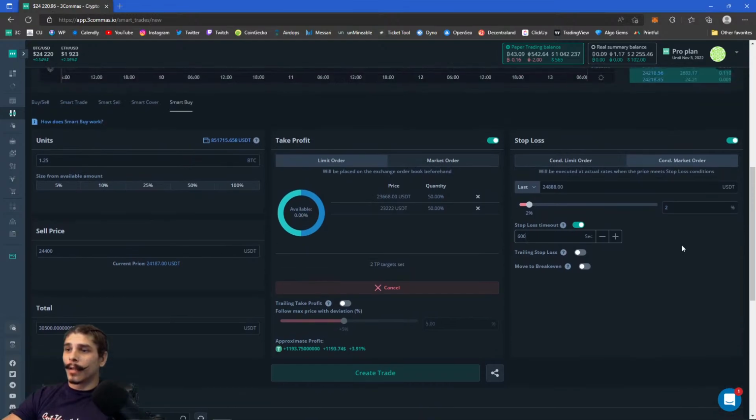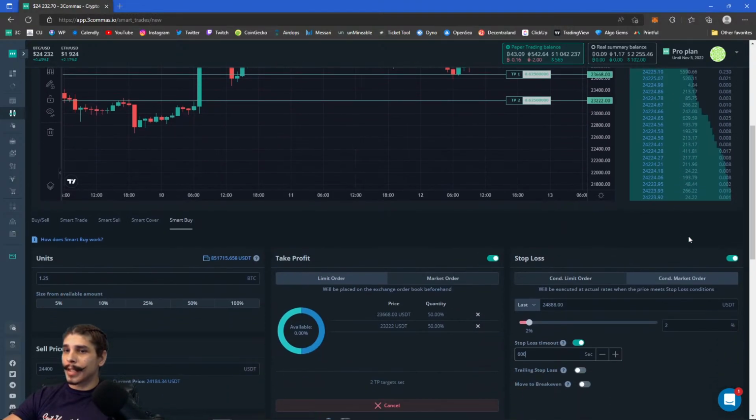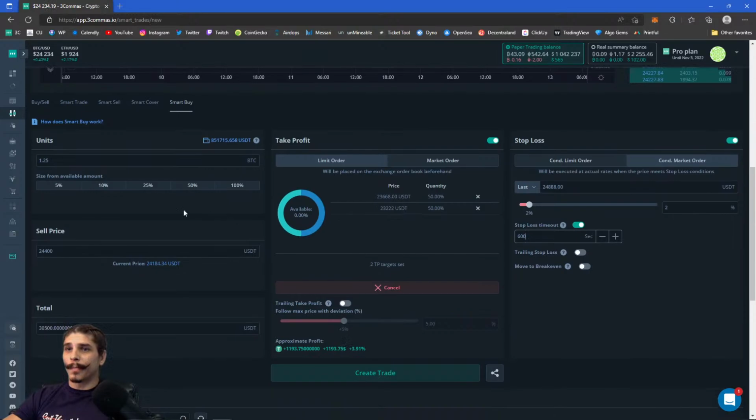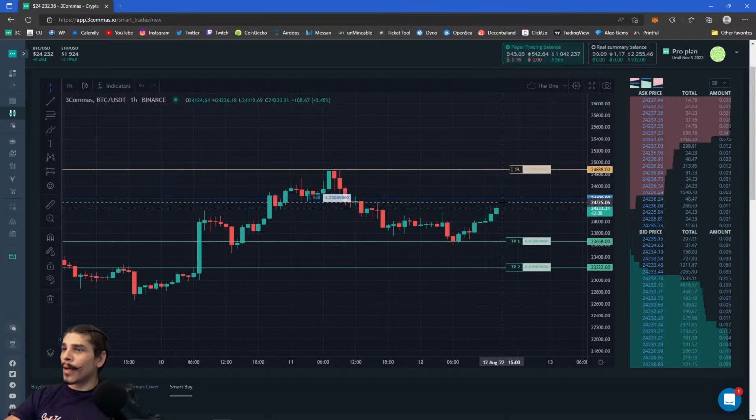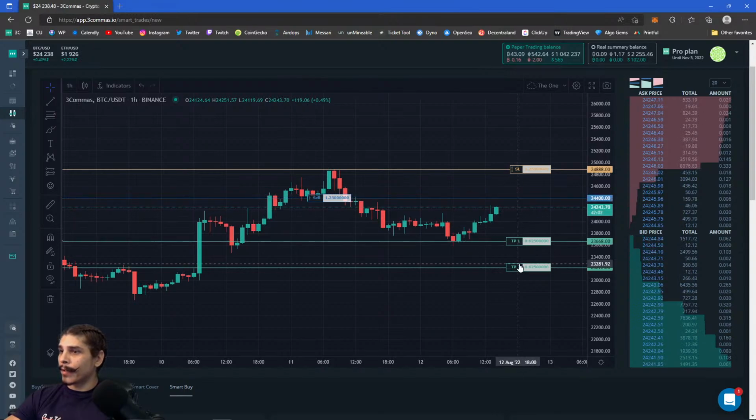So, all right. Now that would be the setup there. So we'll just go ahead and create that trade if we wanted to run it like that. And if we want to do the same thing for a smart sell, it would be just the opposite direction. So in this instance here, we are waiting for price to come to this mark, and then we're just going to go ahead, sell out, and then try to rebuy here or here.